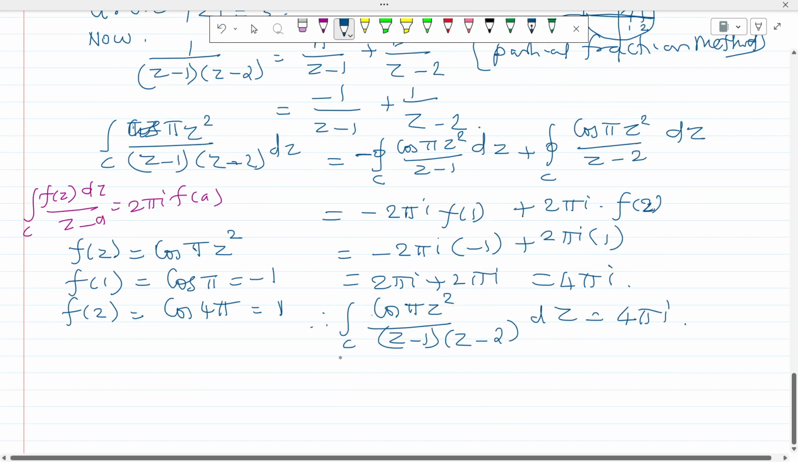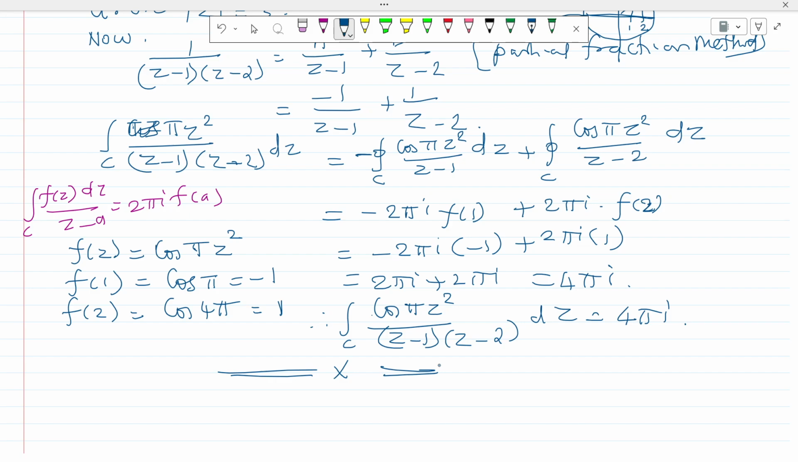So what are the things you have to concentrate on here? One is to identify the singular points. Second is to identify the circle. And the third is whether the singular point is inside the circle or outside the circle. Inside the circle, do the calculation. Outside the circle means no need to do the calculation; directly you can put simply 0. Is it clear?